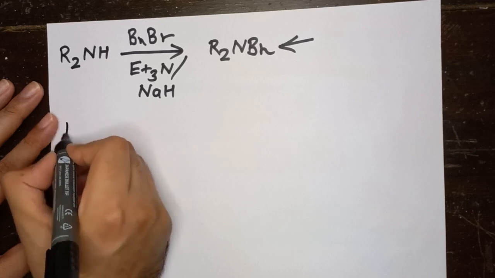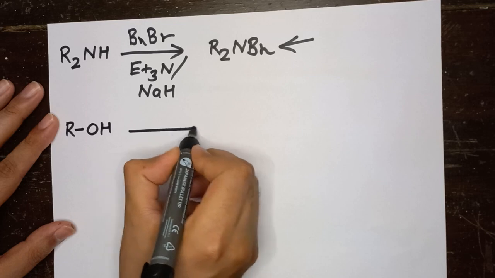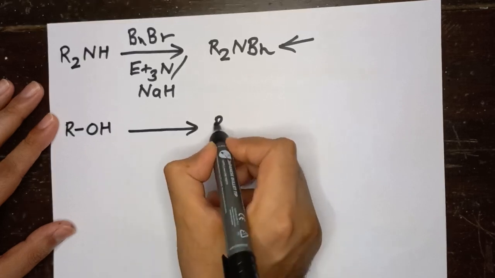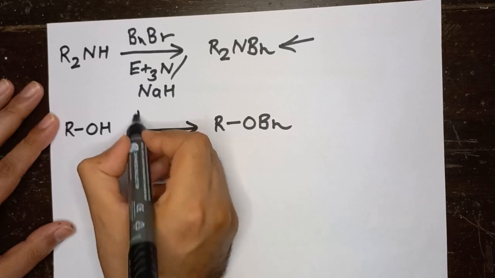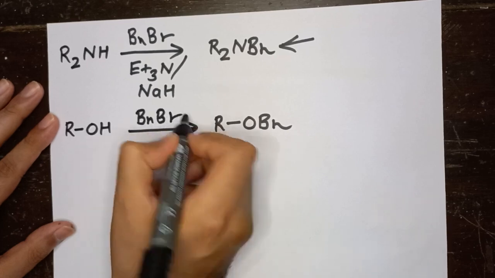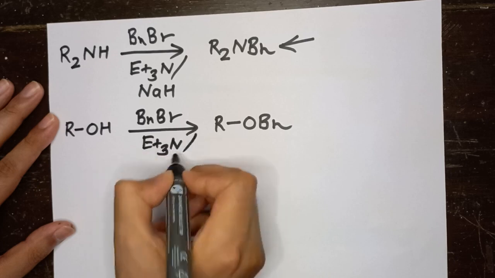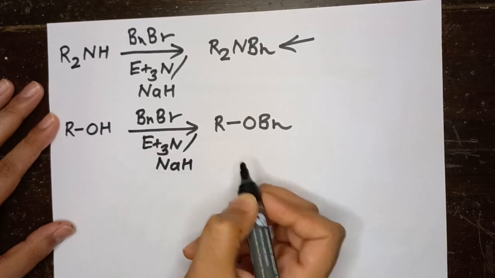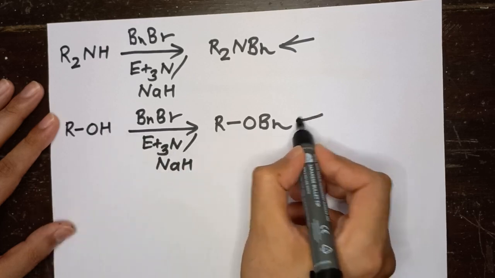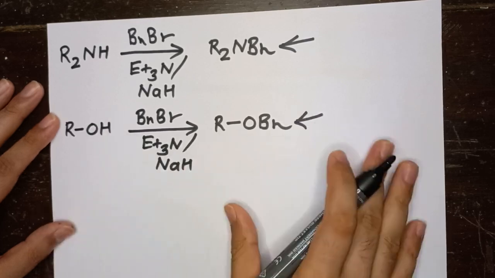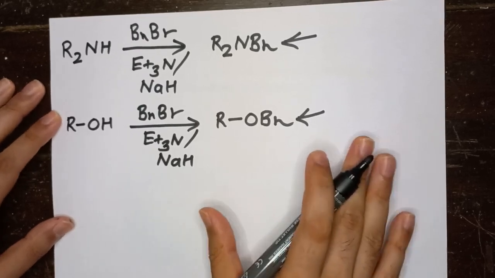Let's say I have an alcohol this time and I want to do benzyl protection. So here also we will use benzyl bromide, and it doesn't matter whether we use triethylamine or sodium hydride, simply because we have only one hydrogen to remove. So only the mono substitution product is possible. So this is about protection of amine using the benzyl group.